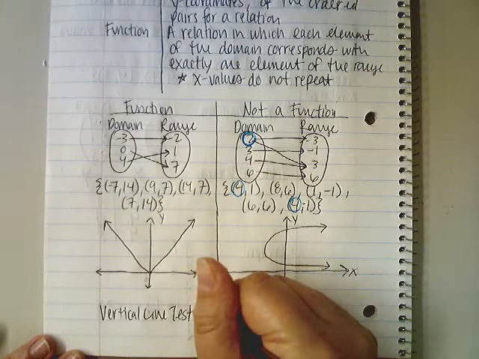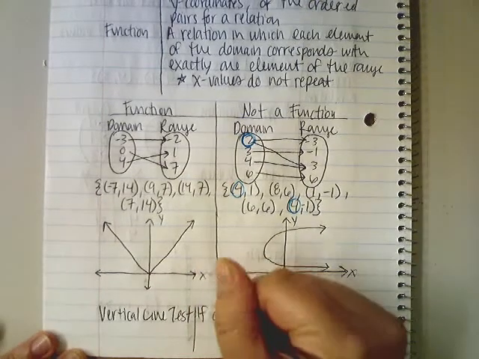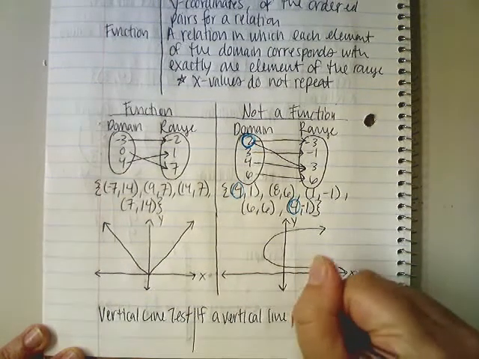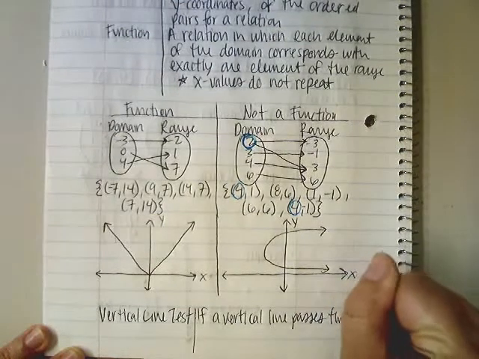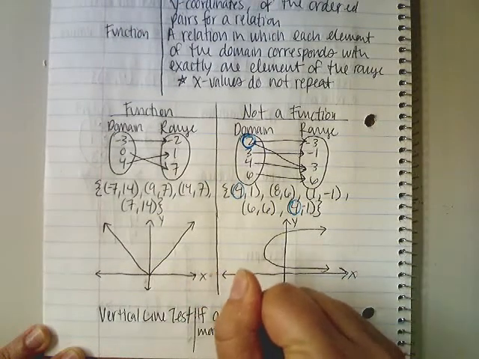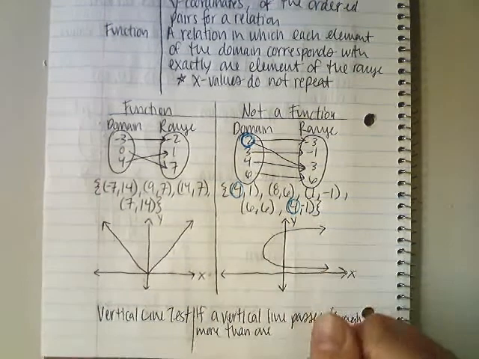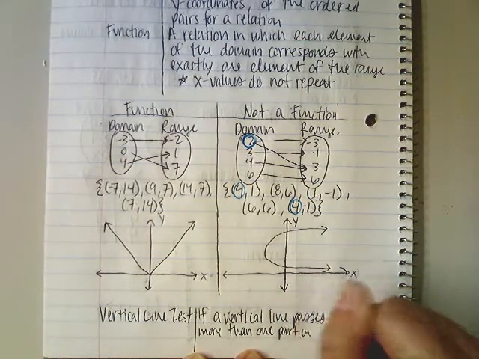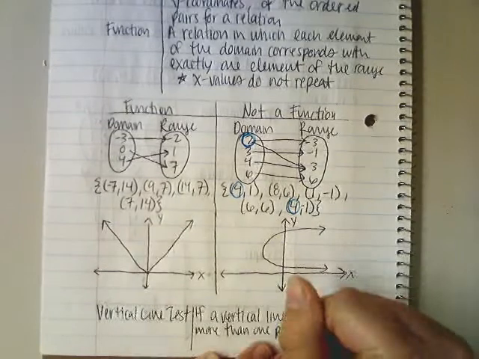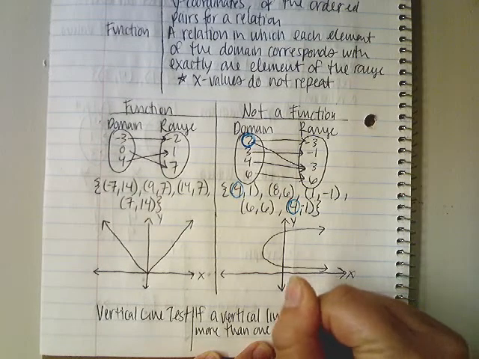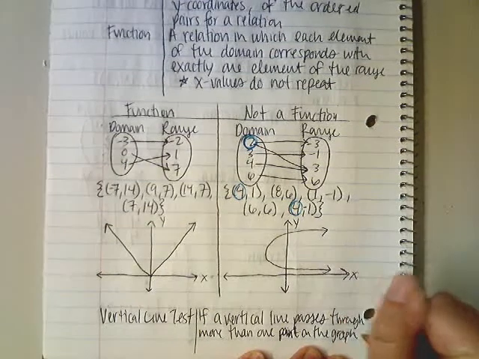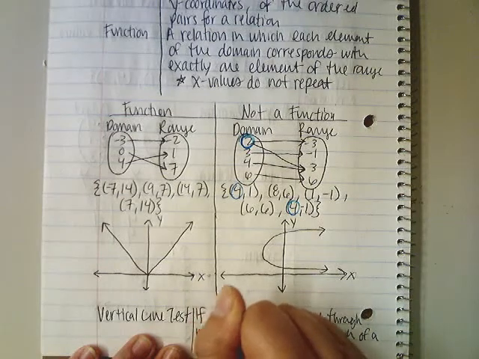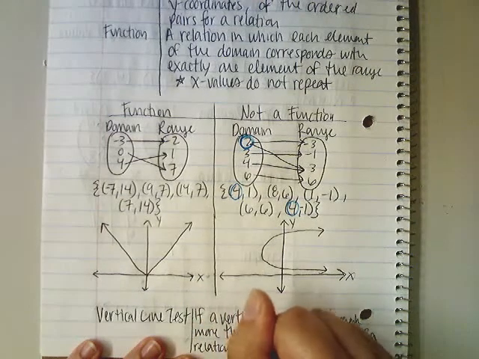This says that if a vertical line passes through more than one point on the graph of a relation, and the relation is not a function. Sorry if you can't read that, that says point on the graph.